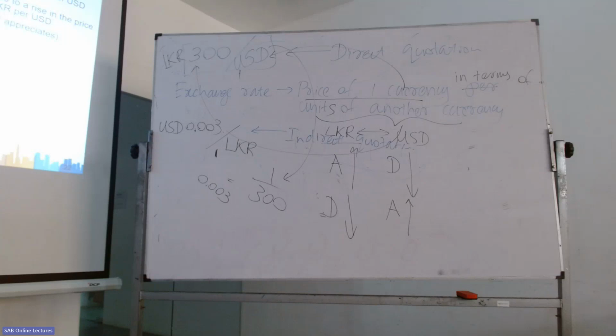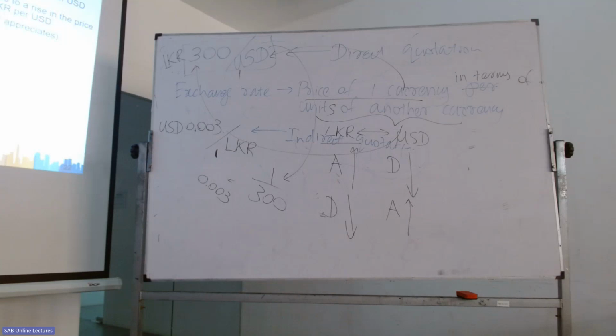If it is indirect quote, that means number of USD per LKR, then the horizontal axis should represent quantity of LKR. But here we have shown the direct quote. Therefore, the horizontal axis represents the USD. So here, at the original supply and original demand, foreign exchange rate between LKR and USD is 300 LKR per USD.